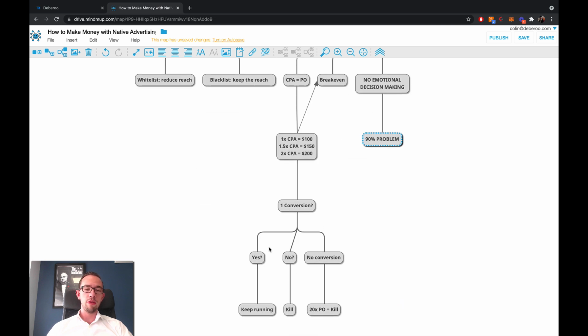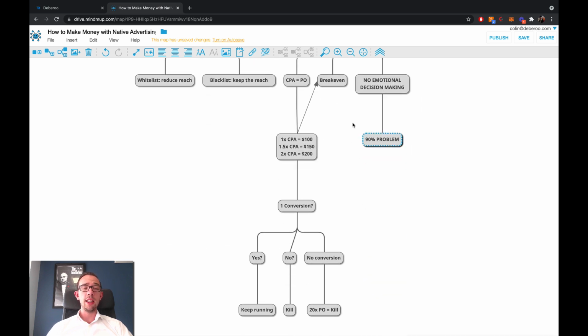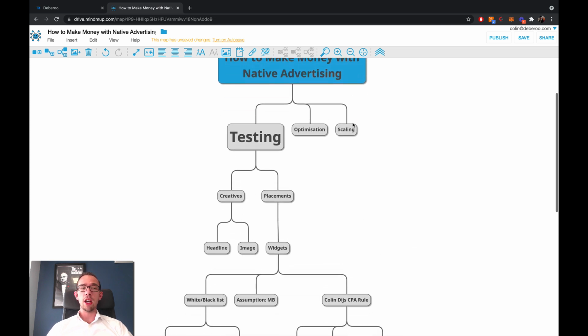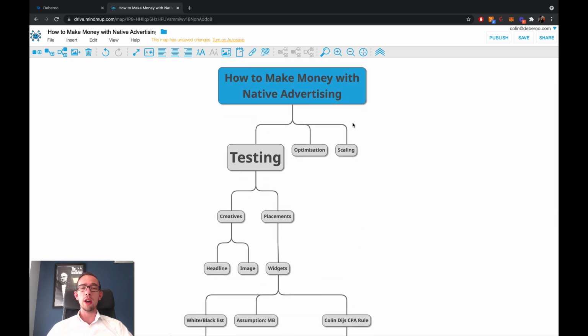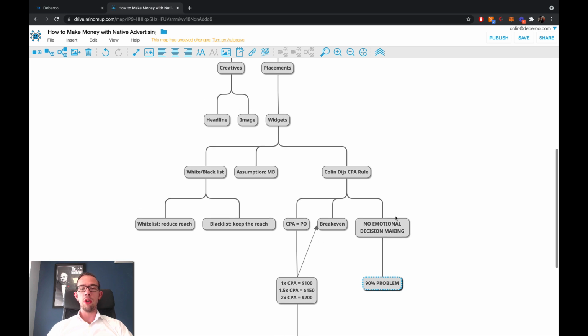So this is the structure we follow. Yes, keep running, no. And then if you have more conversions, then a more significant CPA rule applies, but that's during the optimization phase, not the testing phase. And this is a beginner setup, let me say that. Obviously we have guys who spend 5, 10K, even 1K a day on native, easy. 1K a day would use this setup, 5K a day would already use a different testing procedure.